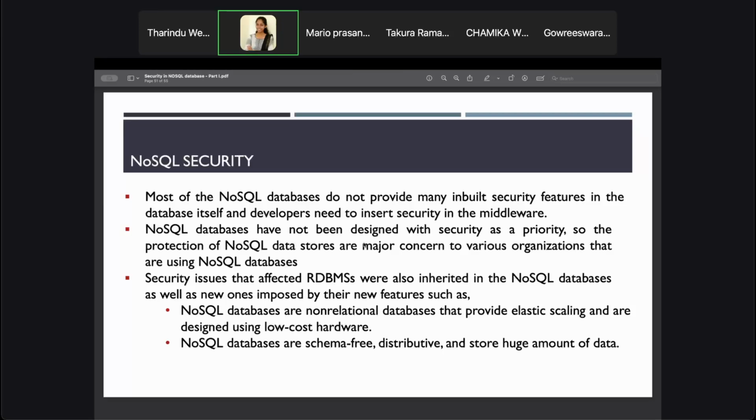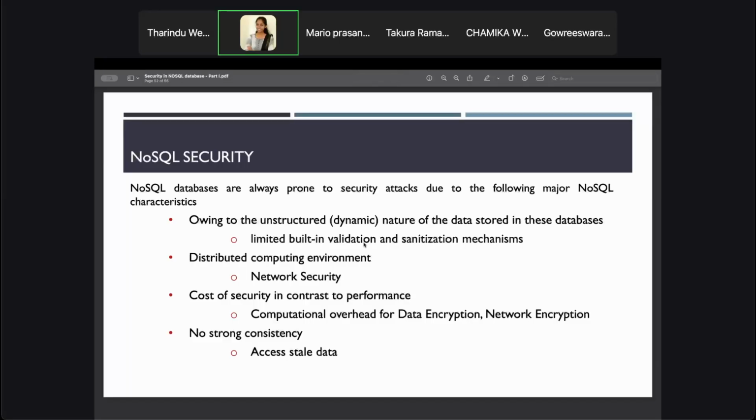And another thing is, even though relational database management systems have this high security, they are still prone to attacks, right? There can be SQL injection attacks, there can be API attacks, there can be different types of attacks possible in relational database management systems. All these attacks can be possible in NoSQL databases as well, right? That's another story. But other than that, because of some characteristics of NoSQL data, some additional NoSQL security attacks or issues could be possible.